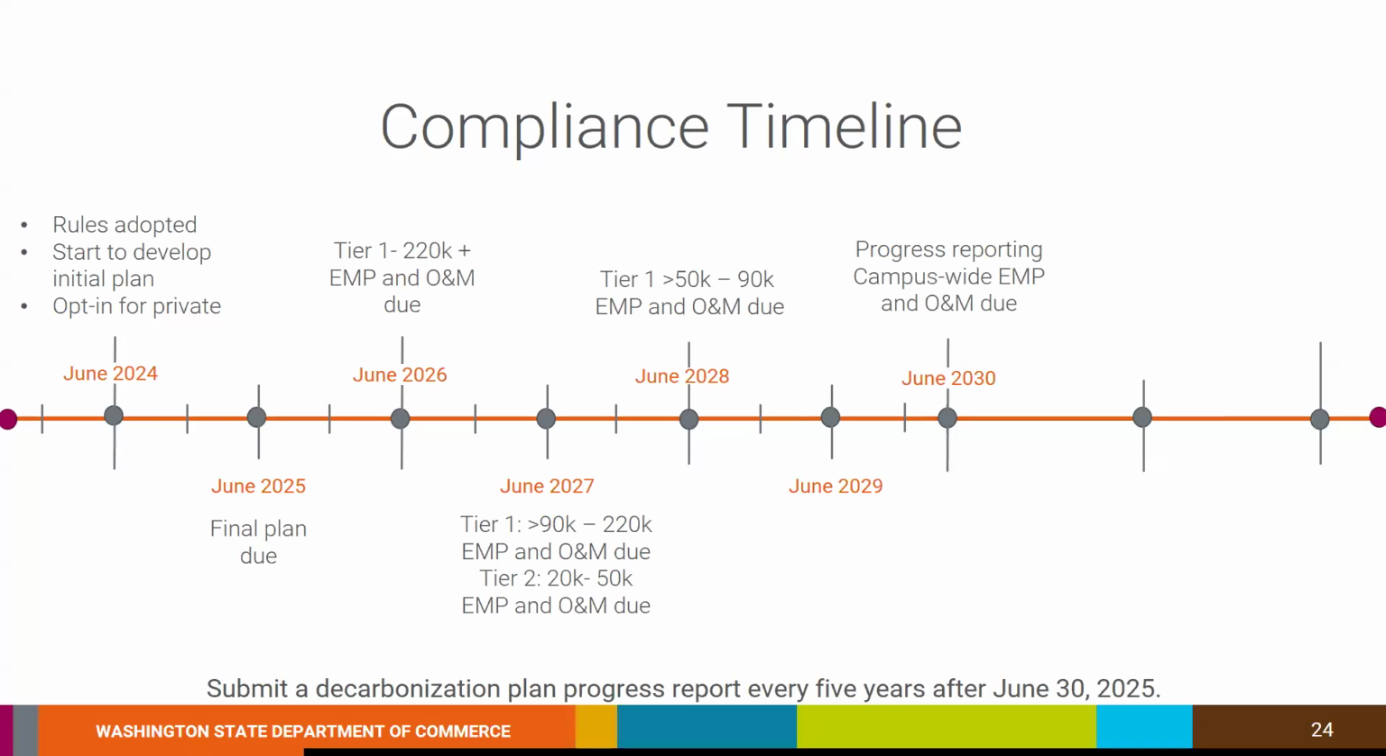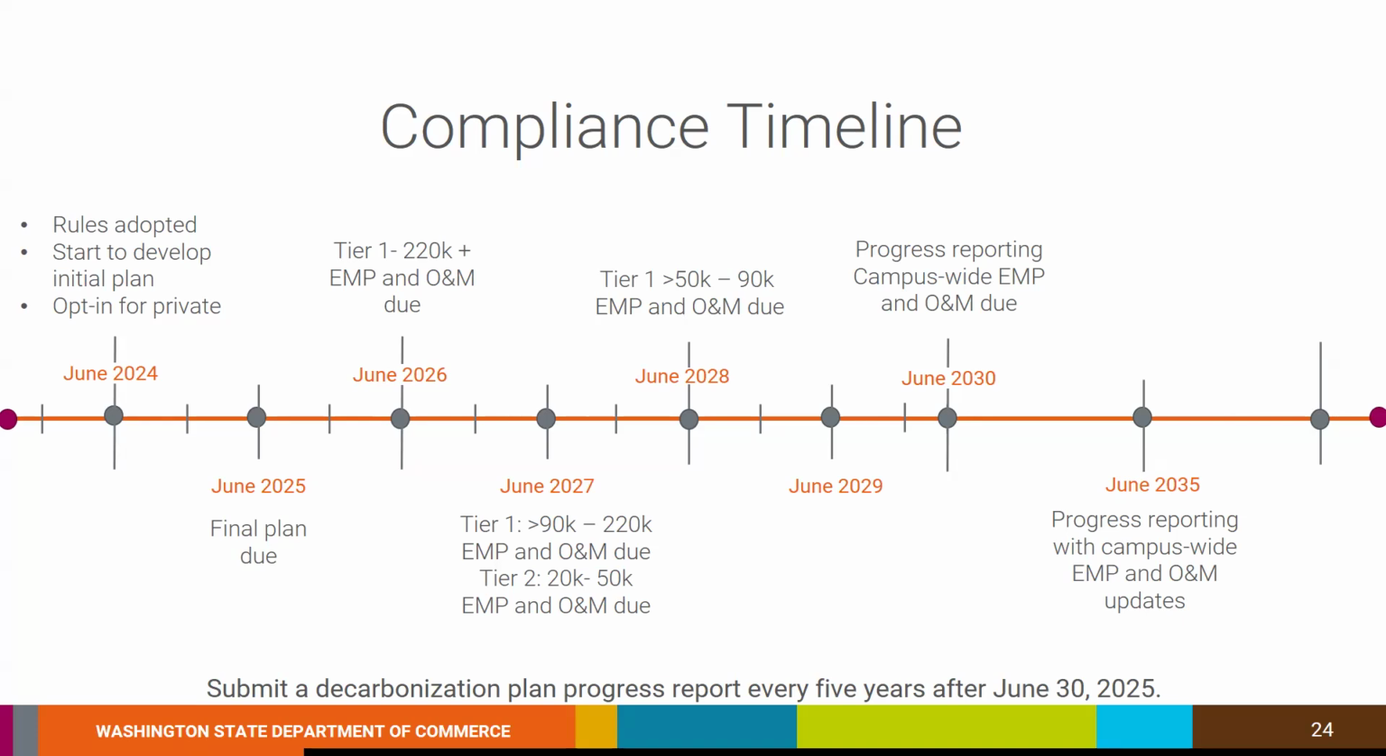June 2029, we don't really have any due dates, but progress reporting on the decarbonization plan is due in June of 2030. So we want to hear some progress on implementing the schedule that's part of the decarbonization plan, and any changes to that plan. We also expect the EMP and O&M to be implemented on the remaining buildings that are not Tier 1 or Tier 2 by June of 2030.